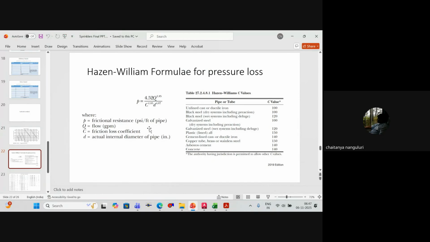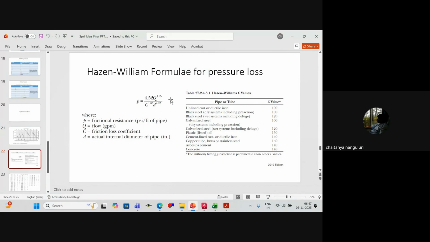I'll just explain this formula here. So P is PSI per feet of the pipe. What is the pressure loss that will be incurred? And if you multiply with the length, then automatically we'll get the total pressure drop. 4.52 into Q power 1.85, Q is flow in GPM, divided by C, which is your frictional loss coefficient, and D is your actual internal diameter. So that will basically give you the entire frictional loss per feet of pipe. And then if you multiply it with length, automatically you'll get the total pressure drop. You agree? So we'll take this formula.